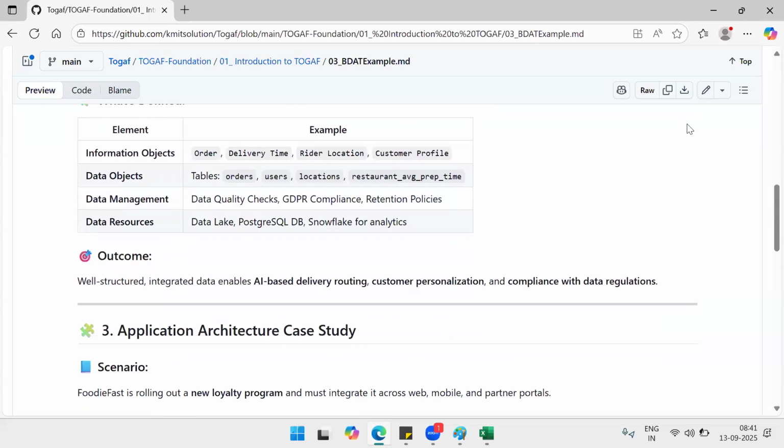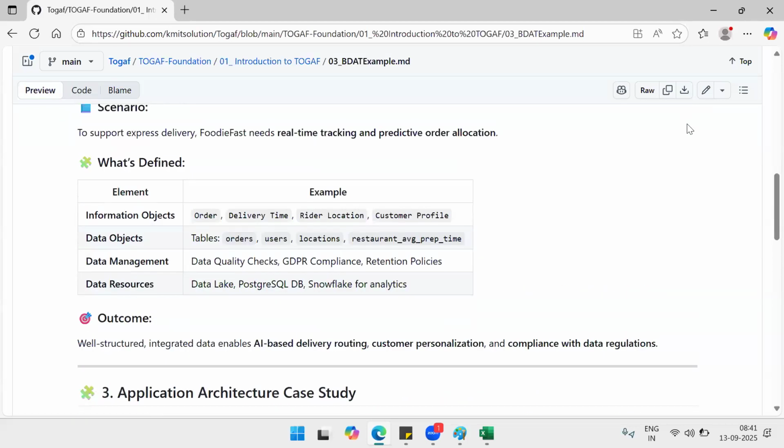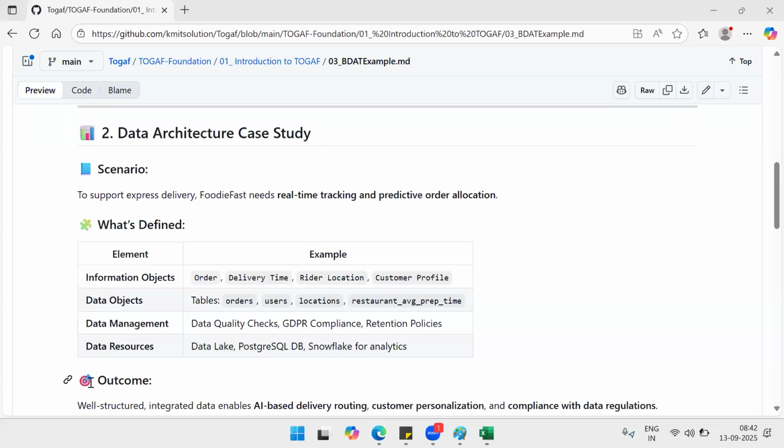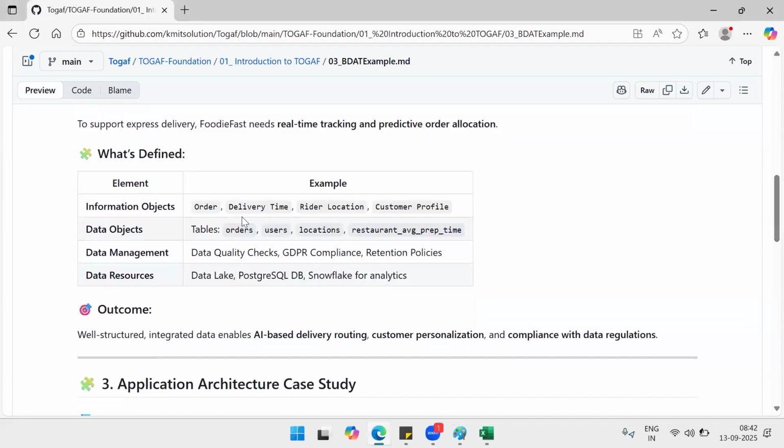Right. So now, what are we defining? I'm just taking one use case, and I'm defining these values on the basis of that application. But these values can change across different case studies. So here you can see the information objects. We will have the order, the delivery time, and so on. These are the information we need.